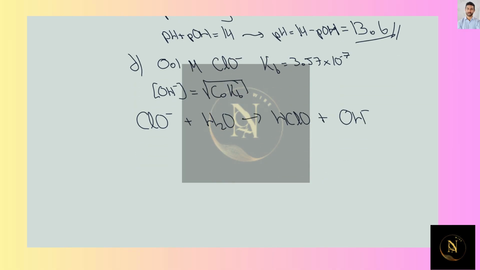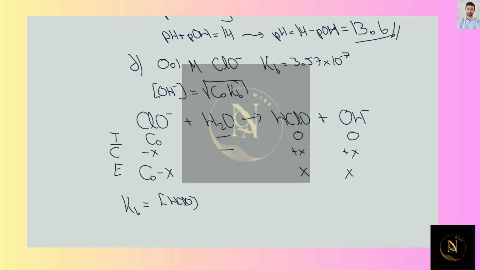So if we write down our ice table in terms of concentrations, we have the initial concentration. Water doesn't matter, 0 and 0. A portion is going to react, it is going to get associated with water. So plus x and plus x. And over here, we're going to have at equilibrium C0 minus x, x, and x. So the Kb for this reaction is defined as the concentration of HClO times the concentration of OH minus divided by the concentration of ClO minus. This is equal to, replacing the values, x squared divided by C0 minus x.